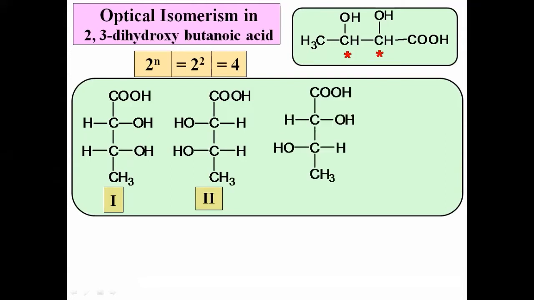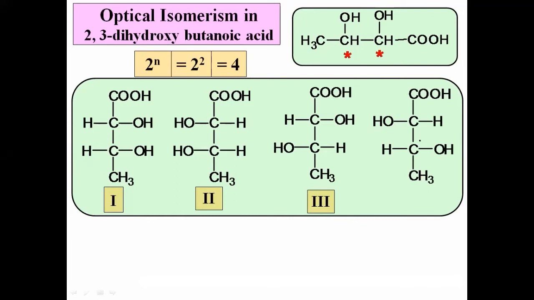Now let us see one more. Here the first OH is shown at the right hand side and the second OH is shown at the left hand side. This is the third possible stereoisomer, while the fourth one is exactly vice versa: first OH at the left hand side and second OH at the right hand side. Okay, these are the four possible stereoisomers. Stereoisomers have different arrangements of atoms or groups around the chiral center, and these are the four possible stereoisomers for 2,3-dihydroxybutanoic acid.